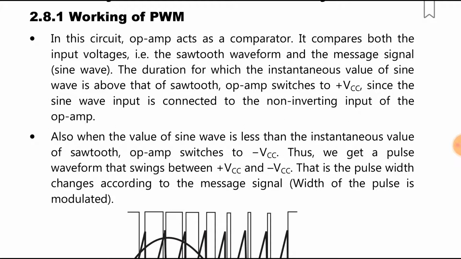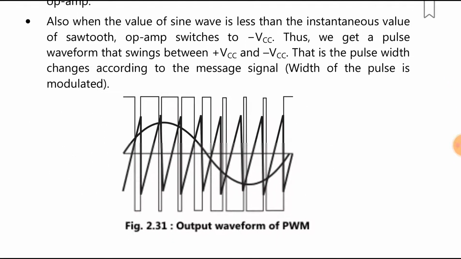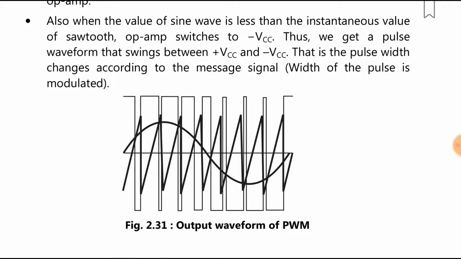Working of PWM. In this circuit, op-amp acts as a comparator. It compares both the input voltages, that is the sawtooth waveform and the message signal sine wave. For the duration for which the instantaneous value of sine wave is above that of the sawtooth, op-amp switches to plus VCC, since the sine wave input is connected to the non-inverting input of op-amp. Also, when the value of sine wave is less than the instantaneous value of sawtooth, op-amp switches to minus VCC.